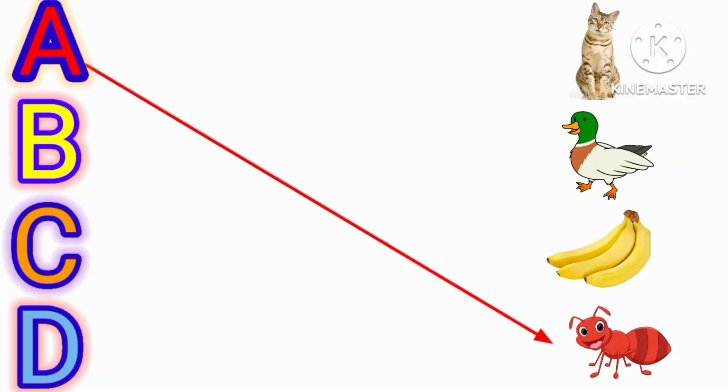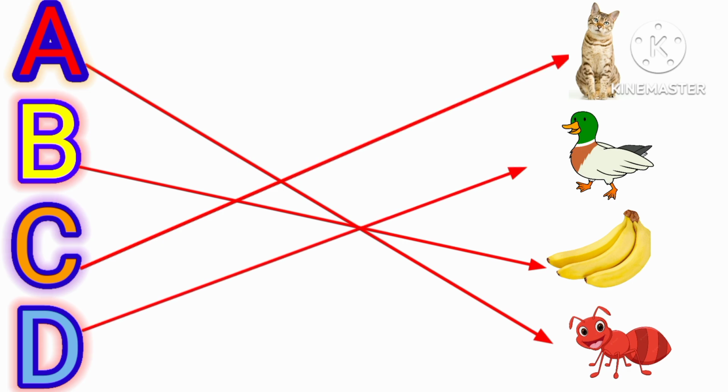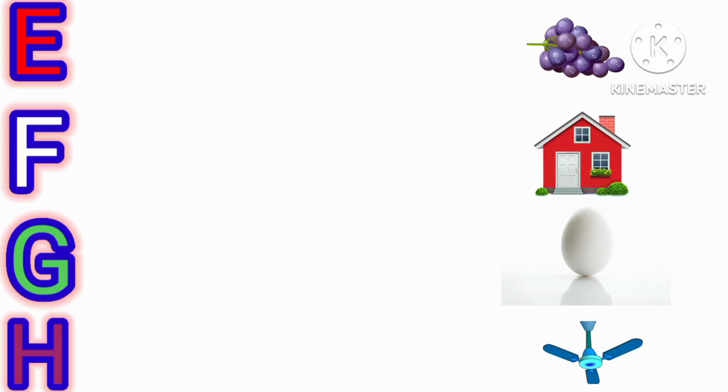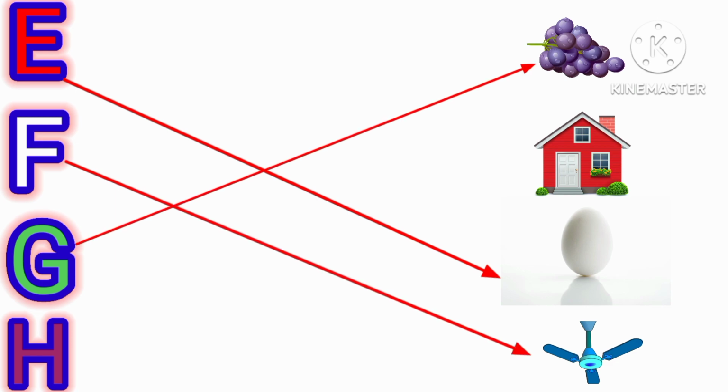A for ant. B for banana. C for cat. D for duck. E for egg. F for fan. G for grapes. H for house.